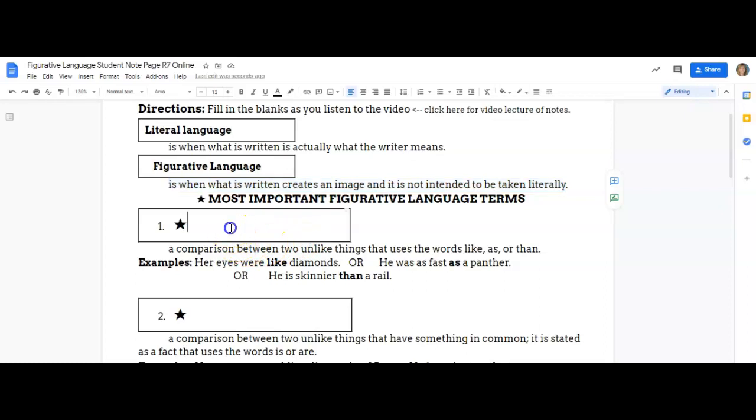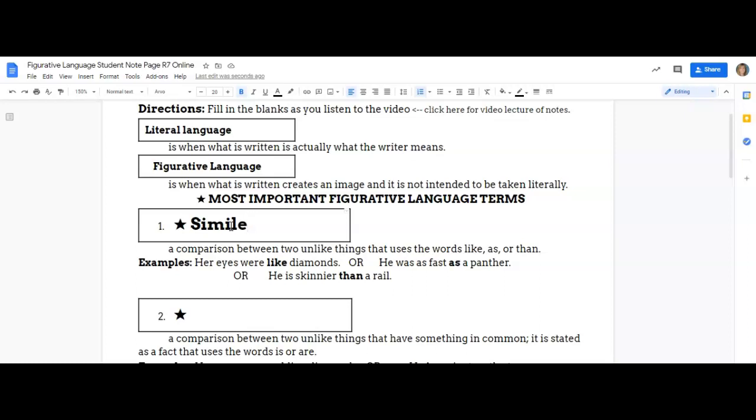So this first one, the term is a simile, S-I-M-I-L-E. And that is when you compare two things that are unlike using the words like, as, or than. So for example, if I said her eyes were like diamonds, eyes and diamonds are very, very much not alike. They are very different things, but they have something in common that the author is trying to bring about. So it's probably that they are sparkling or that they are beautiful.